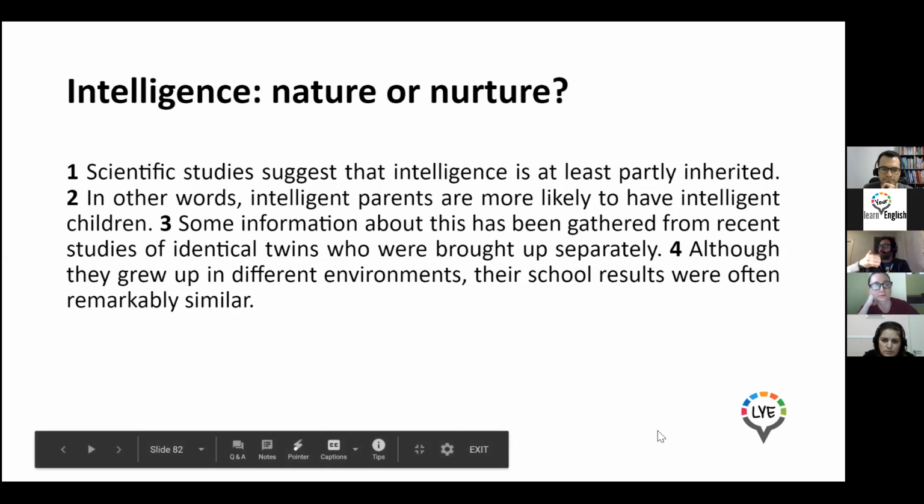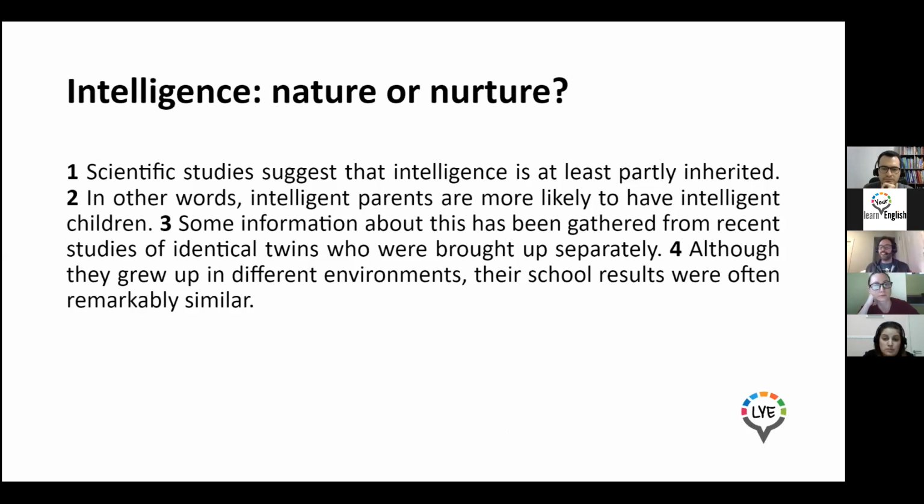Some information about this, and then have the learners rewrite that. Some information about how intelligent parents are more likely to have intelligent children has been gathered from recent studies. Now change the order of this sentence. Would it still make sense? Recent studies of identical twins who were brought up separately have provided information about, blah, blah, blah, things like that. Relative clauses, right? Helping us to identify the antecedent.